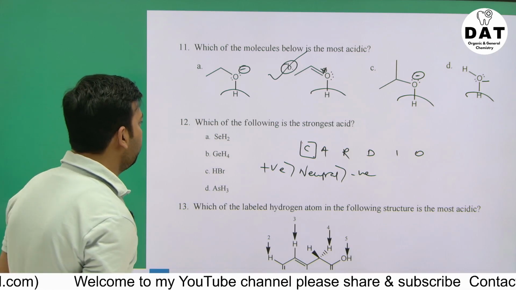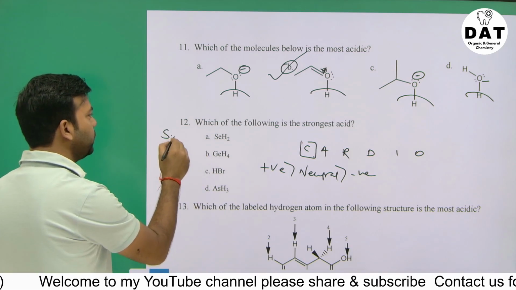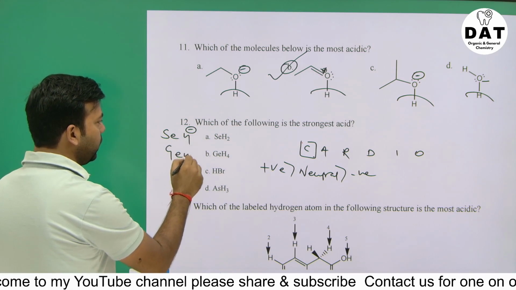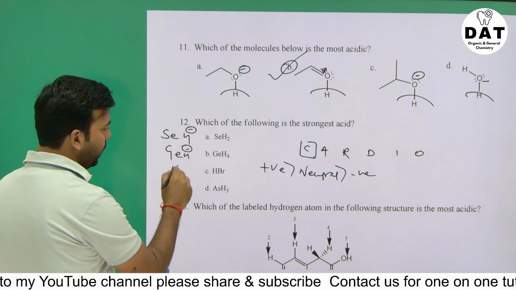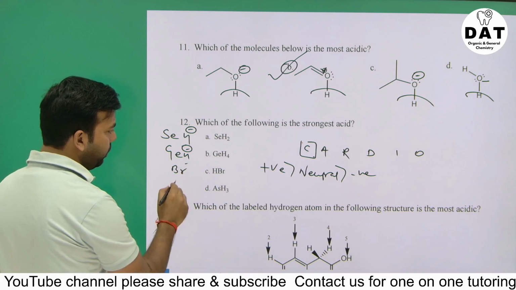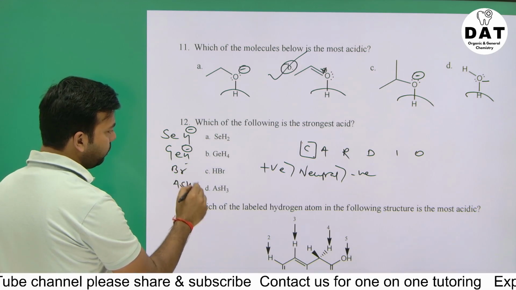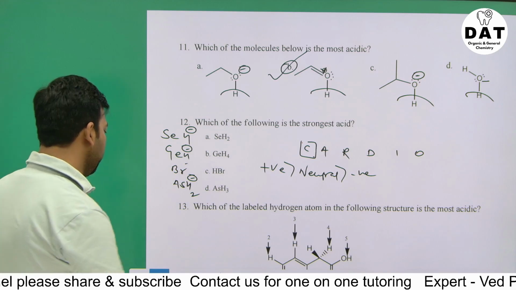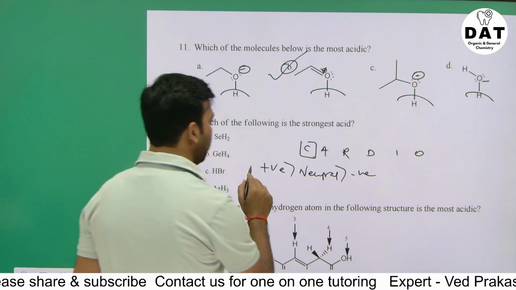Now the next one, which of the following is strong acid? Question number 12. Remove the hydrogen. So it will become SeH negative. It will become GeH negative. It will become Br negative and it will become AsH2 negative. Now we have to look at the periodic table and just compare the positioning here.